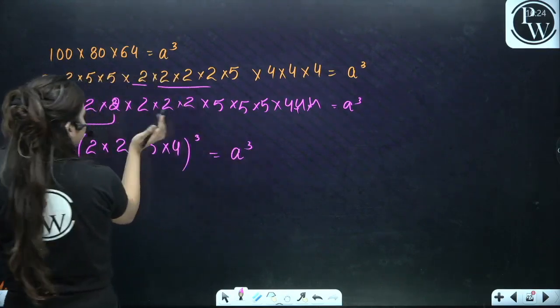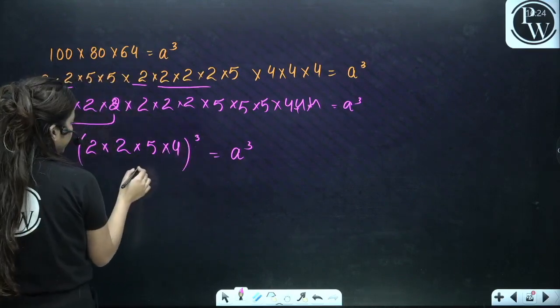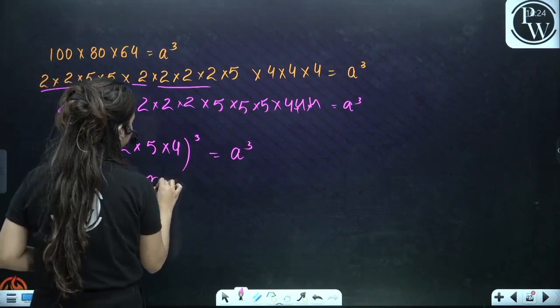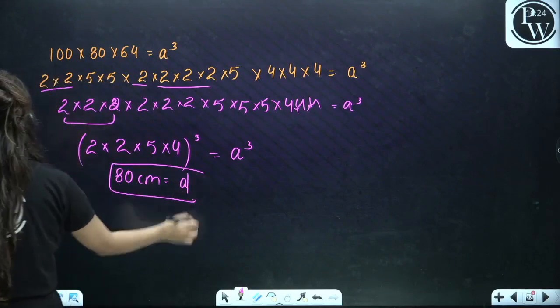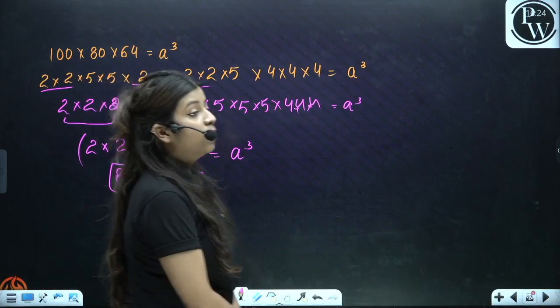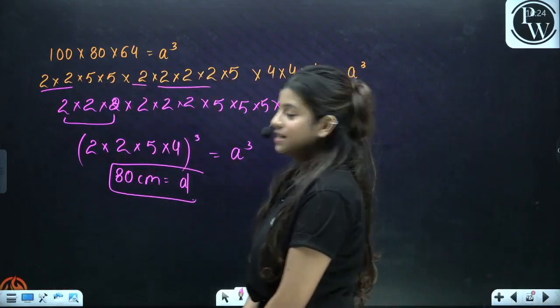What we have done, we have cube rooted, right? We have cube rooted and then we will get what? 80. So the side of the new cube will be equal to 80 centimeter.